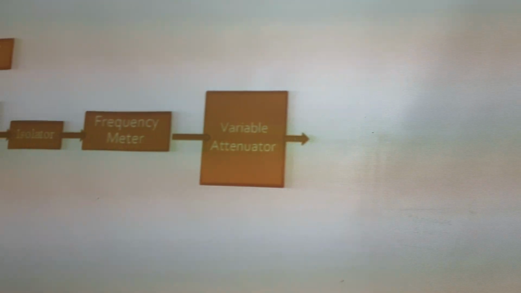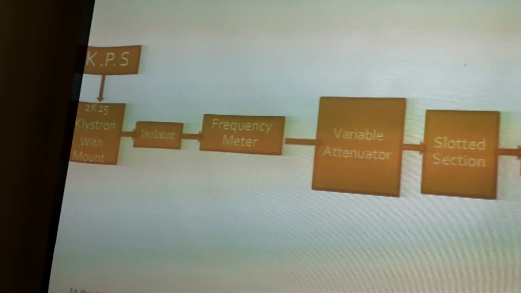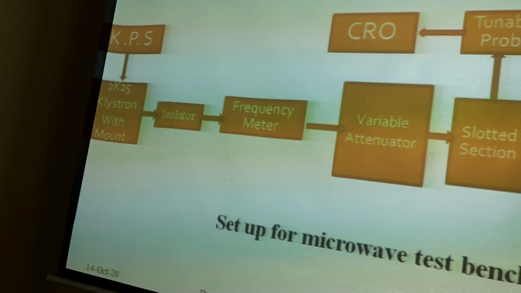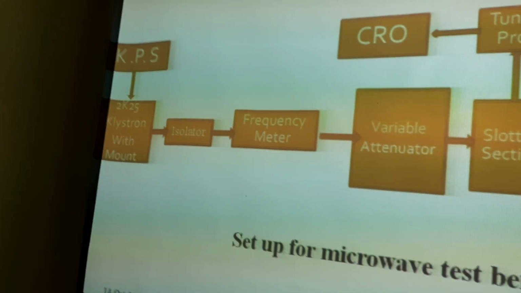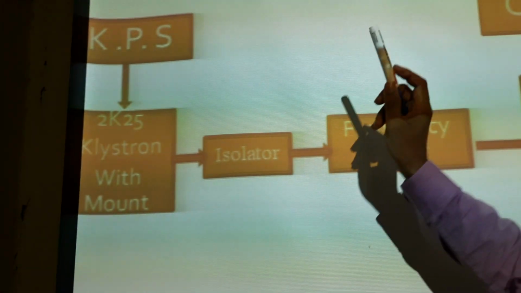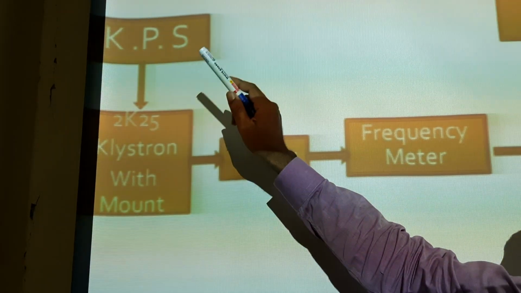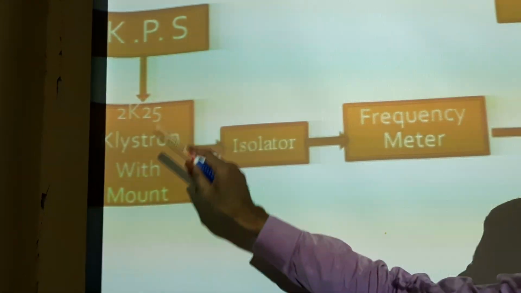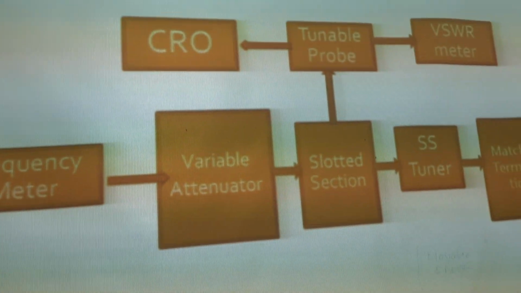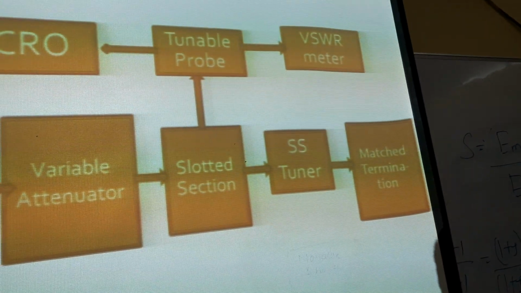Okay. So I will tell you the procedure for doing the experiment. These are the things required for your microwave test bench setup. This is the Klystron power supply. I will show you in the lab on the microwave test bench. This is the block diagram. I will show you each block. What is a Klystron power supply? What is a reflex Klystron, isolator, frequency meter? We will go to that on the lab table.